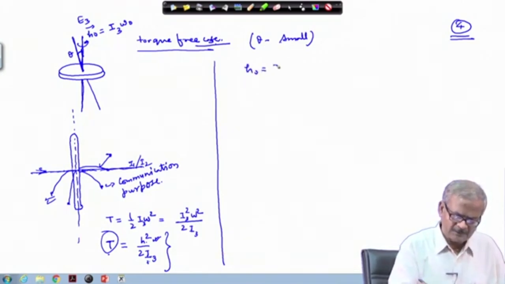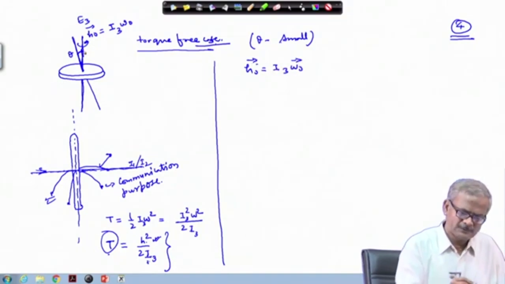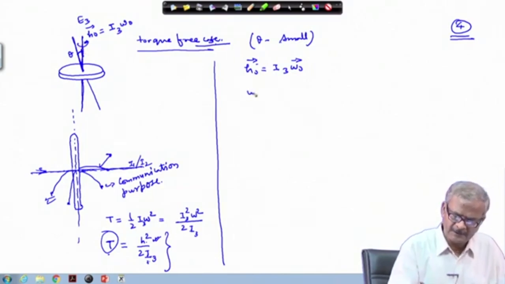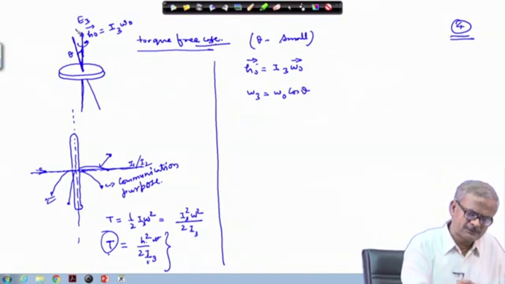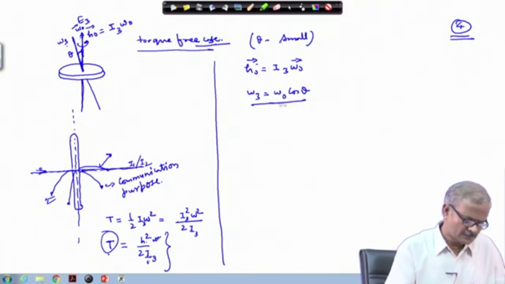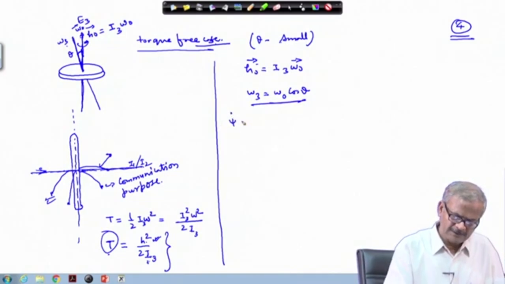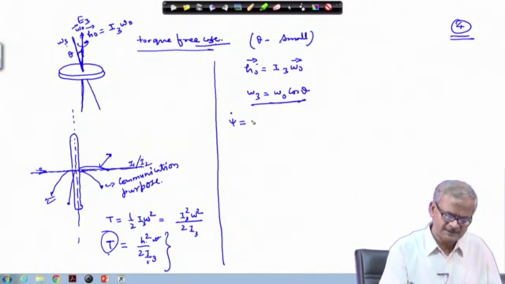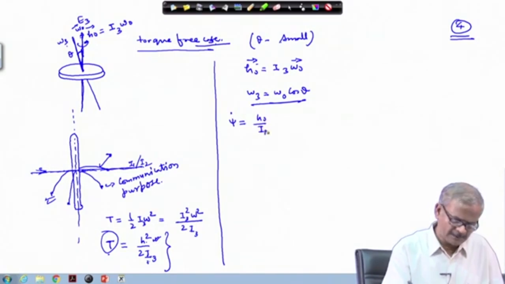We have H 0 equal to I 3 times omega 0, and once it is perturbed by a small amount, we can write omega 3 equal to omega 0 cos theta. We can see that omega 0 is along this direction initially, and omega 3 then comes along this direction, so the component of omega 3 is omega 0 cos theta. And psi dot, as we derived in our previous lecture, is H 0 divided by I 1, so this is I 3 times omega 0 divided by I 1.